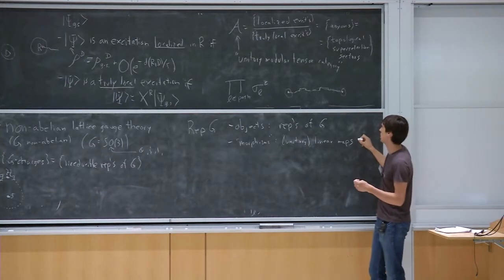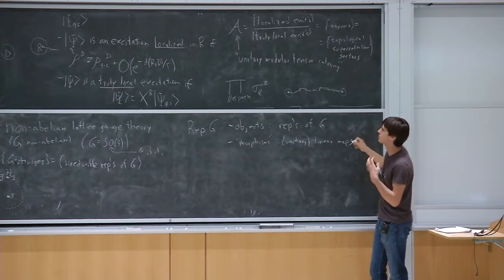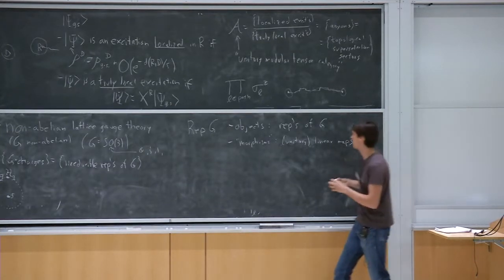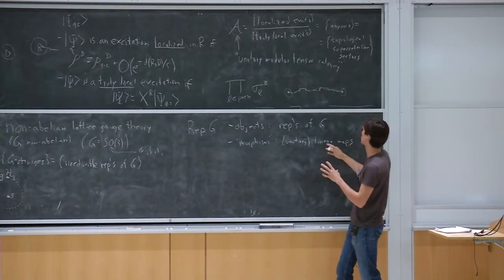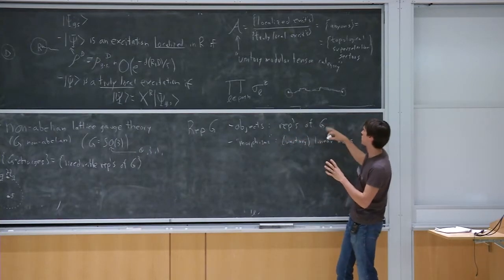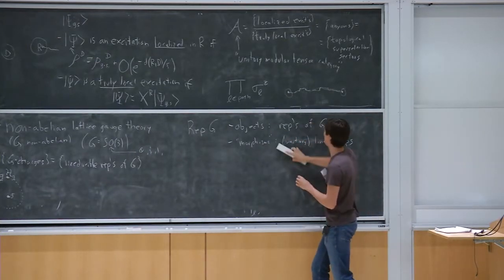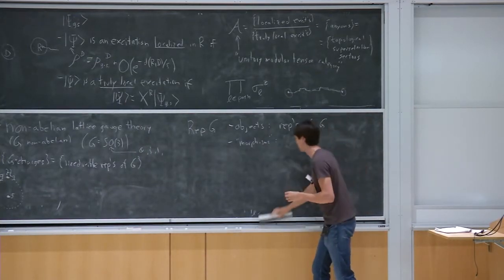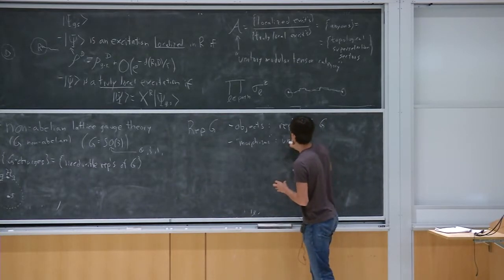I'm conflating two different things. For Rep(G), the objects are representations of G, and the morphisms are unitary maps of representations. There are some compatibility conditions with the group structure.